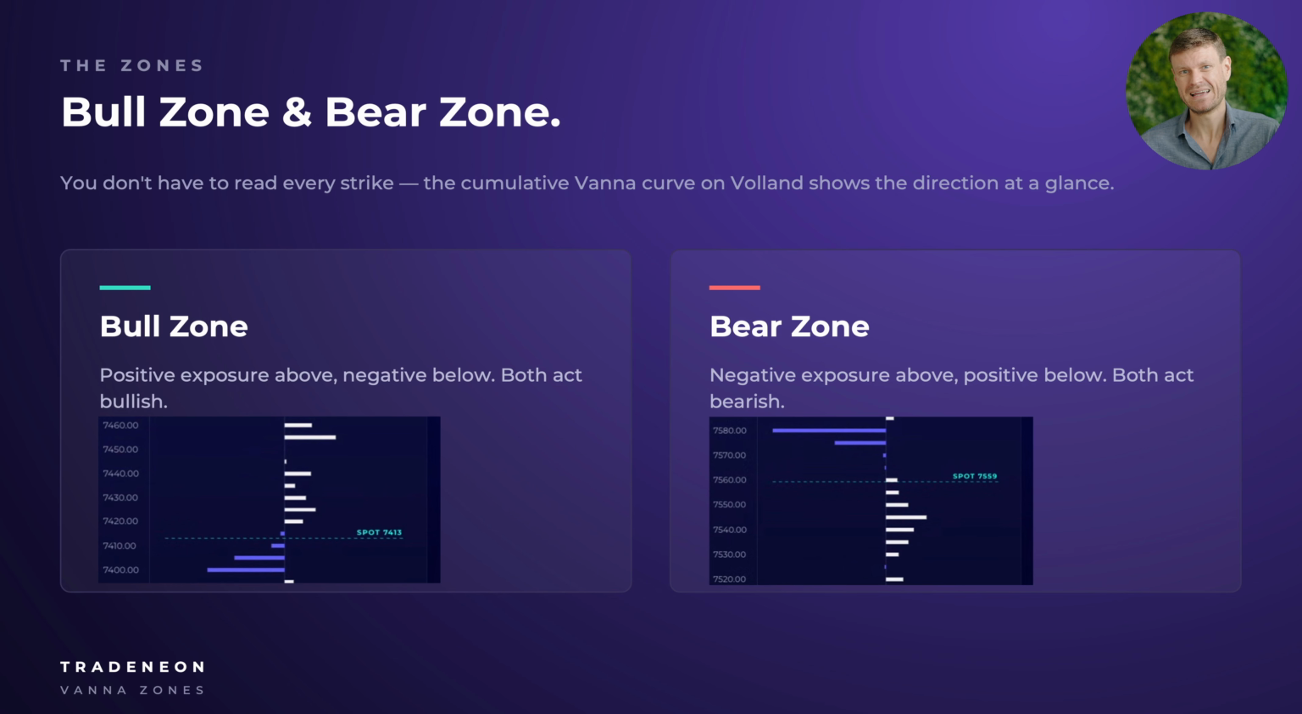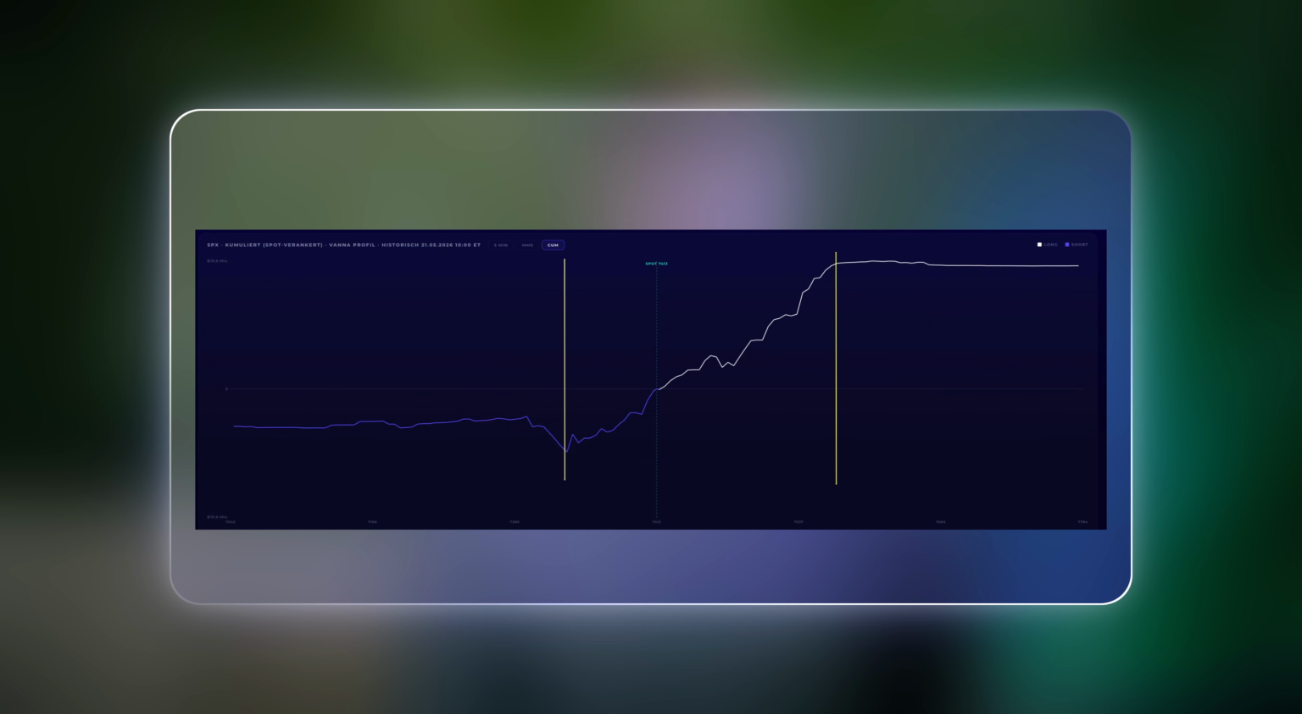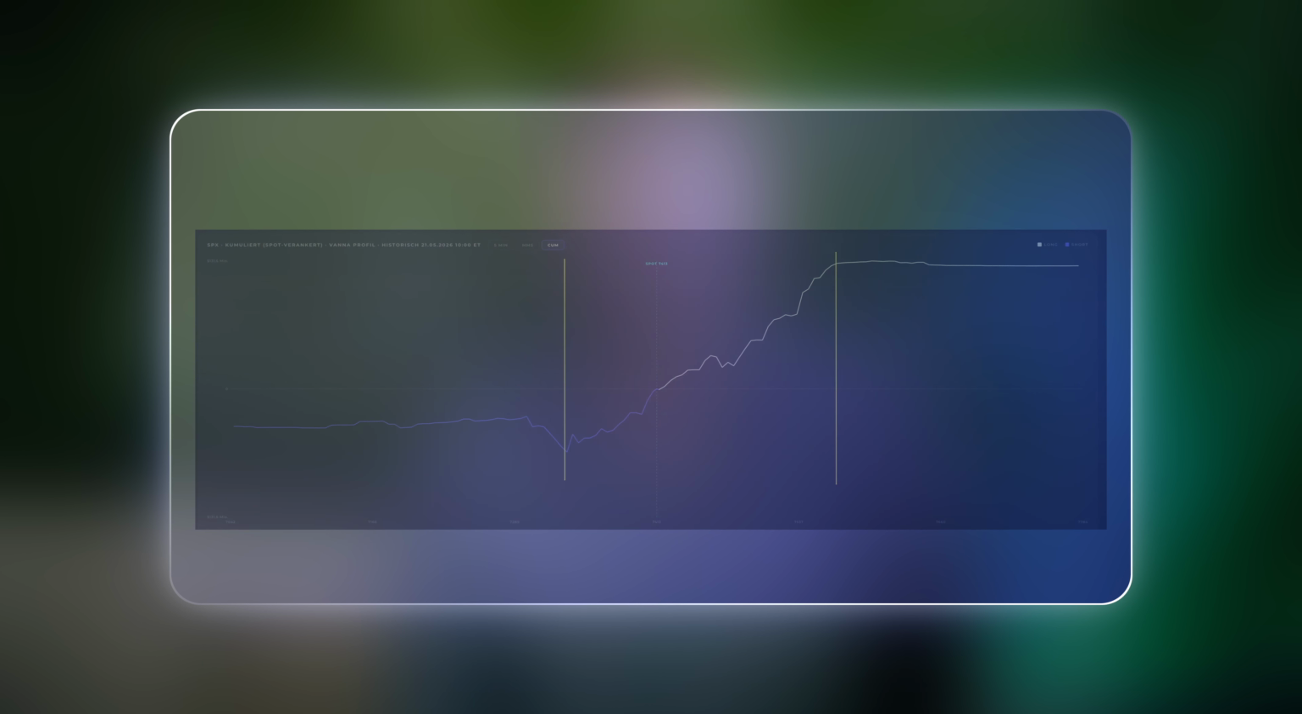Both bearish. In practice, you don't have to pick apart every single strike for this. When you look at the cumulative Vanna chart on Volant, for example, you see it at a glance. A curve rising from left to right is a bull zone, a falling curve is a bear zone. One look and you know what kind of environment you're in.